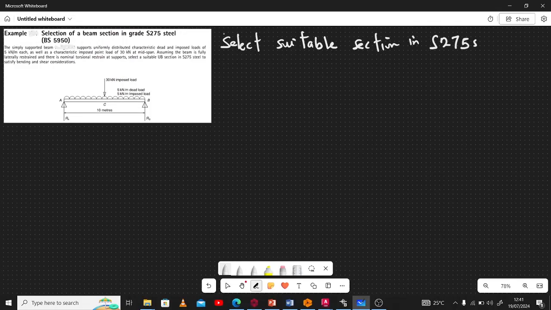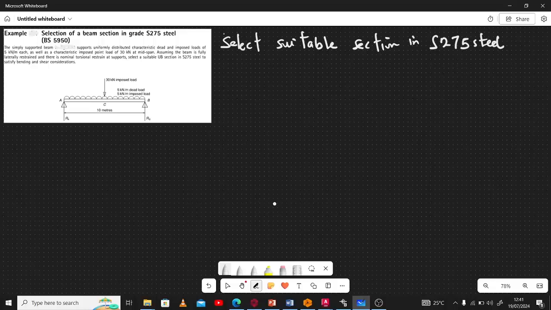So we know what our journey is on this particular example, and it should end us at the point where we can select a suitable section. All right, we've been given the steel grade to work with, S275 steel. Okay, so this is the way we're going to go about this. I'm going to show you step by step how to achieve this solution.